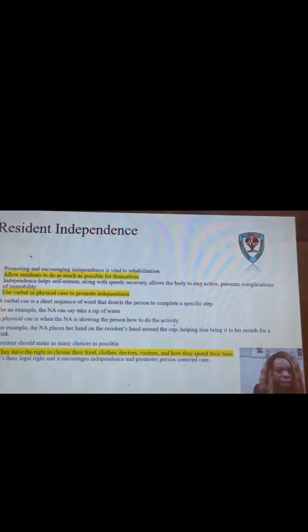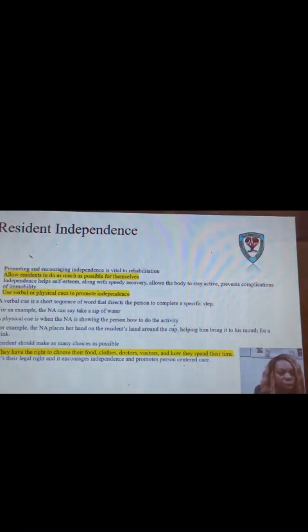Residents' independence. You want to promote and encourage independence. This is vital to rehabilitation. You want to allow the resident to do as much as possible for themselves. Independence helps with their self-esteem, along with helping them to recover quickly. It allows the body to stay active, and it prevents complications of immobility. You want to use verbal and physical cues to promote independence, and you're using verbal and physical cues when you are helping the resident complete activities of daily living.